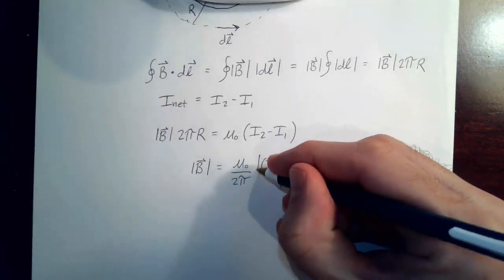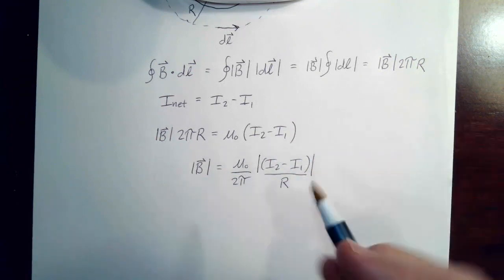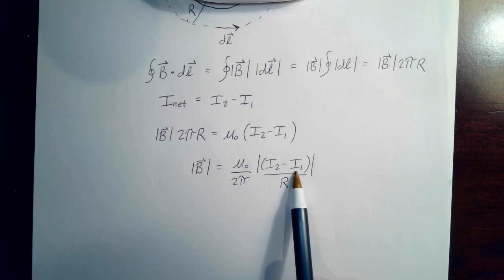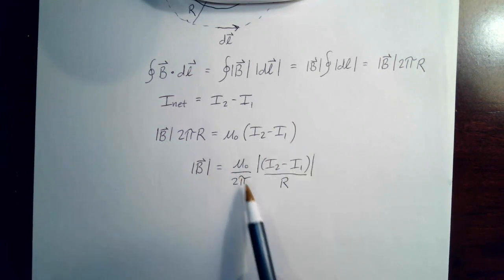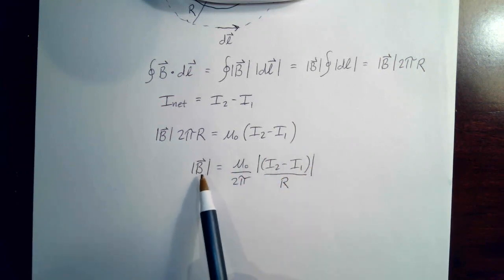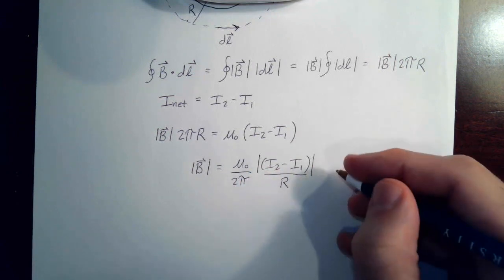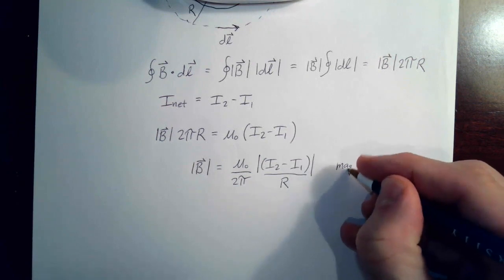And I should put absolute values on this as well because I've got an absolute value on the left. And if I1 were larger than I2, that would give me a negative number on the right. So I can't have an absolute value equal to a negative number. So I should put an absolute value on this as well. All right, so this gives me the magnitude of B.